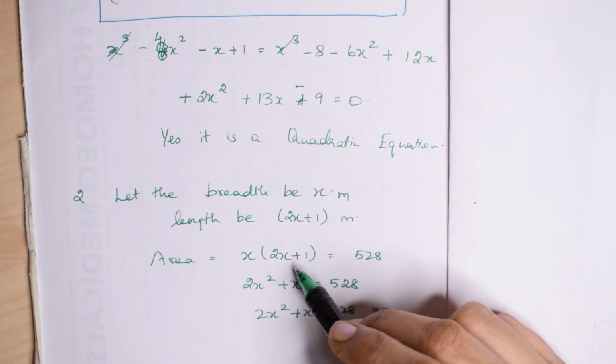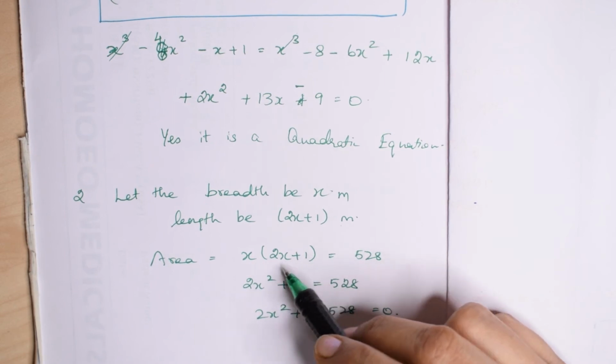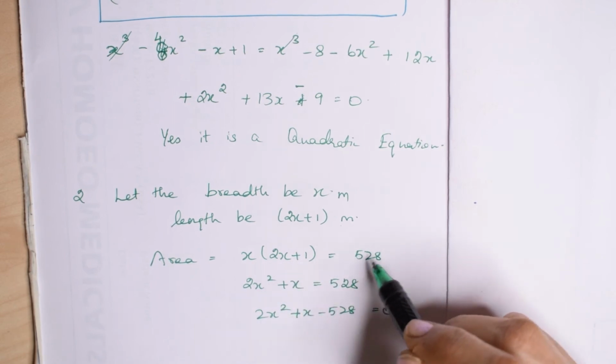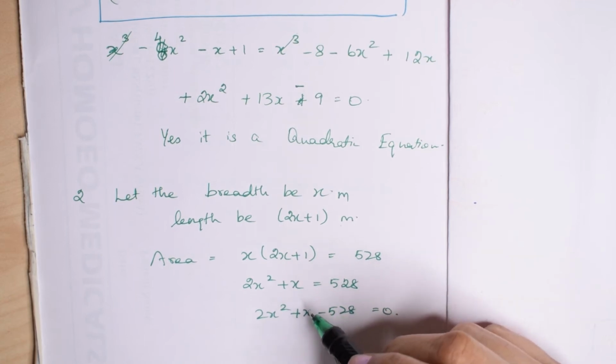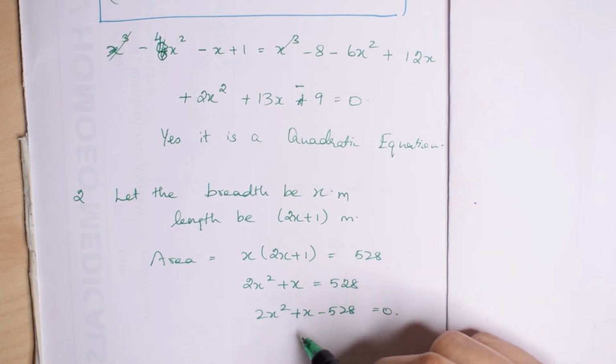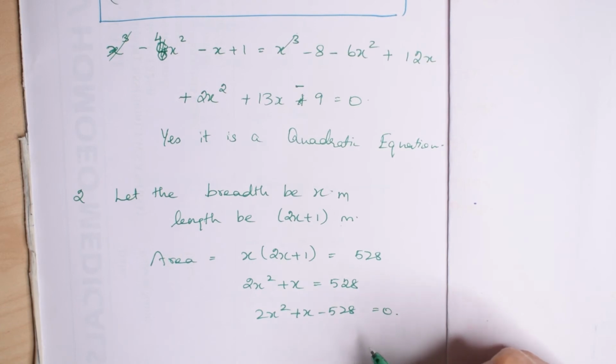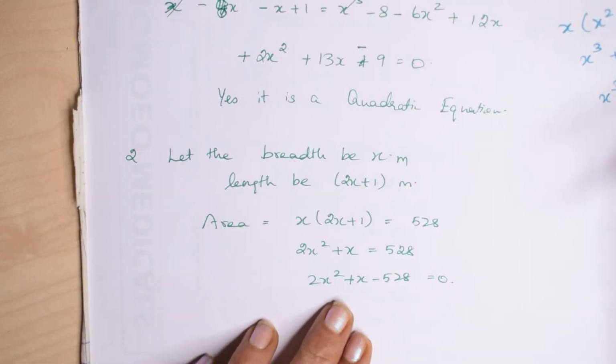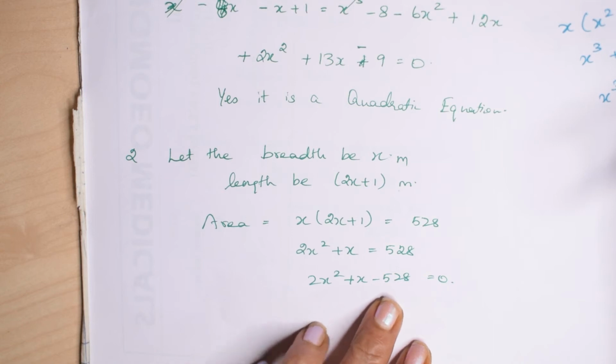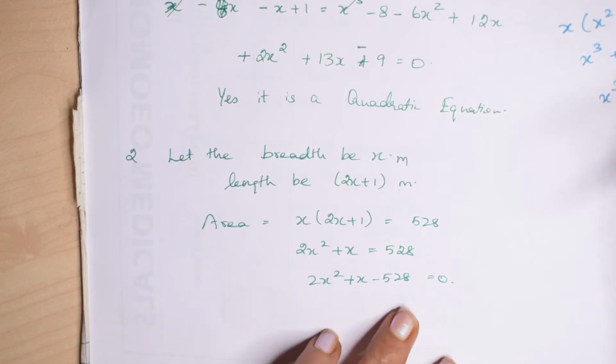So I am multiplying the x inside: 2x square plus x. This 528, when it goes to the left hand side, becomes minus 528. So we have got a proper quadratic equation: 2x square plus x minus 528 is equal to 0. When we simplify this, we can get the length and the breadth.